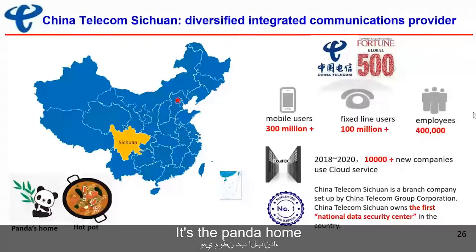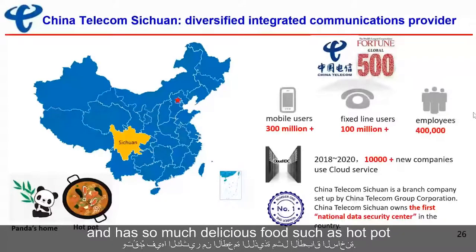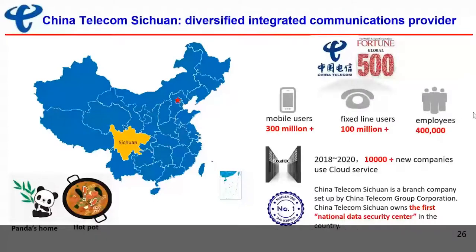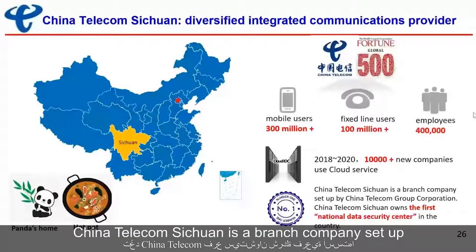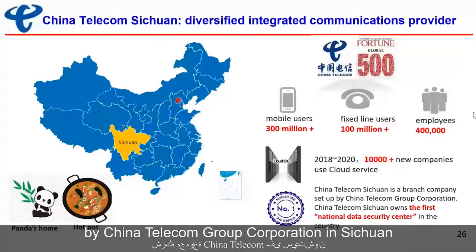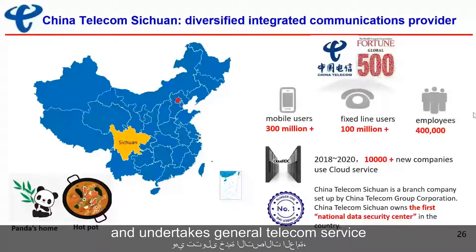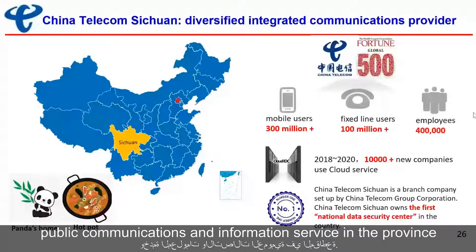Just as you know, Sichuan Province is a place rich in products. It's the panda home and has so much delicious food, such as hot pot. China Telecom Sichuan is a branch company set up by China Telecom Group Corporation in Sichuan and undertakes general telecom service, public communications, and information service in the province.